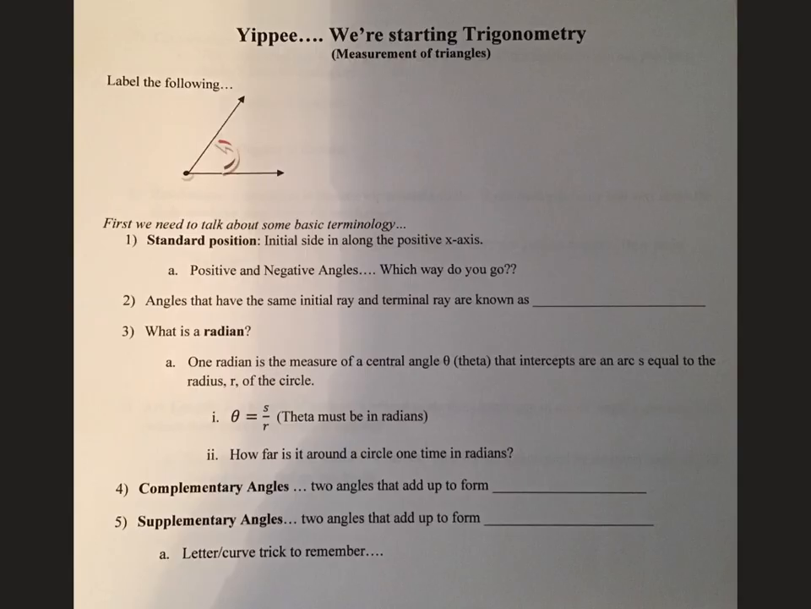So we're going to jump right on in here. We're going to label the following. So this is the initial ray. This right here, this funny letter, that's the Greek letter we call theta. You use it in geometry. We use theta to represent angles, just like we use X to talk about side-to-side movement and Y to talk about up and down movement. In math, we have universally accepted this Greek letter theta to represent angles. And then this over here is the terminal ray.